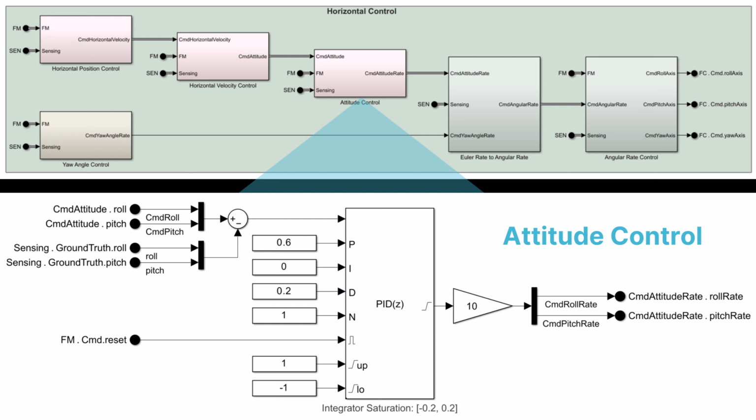Attitude control. The goal of attitude control is to stabilize and command the orientation of the quadcopter by regulating the roll and pitch angles. This allows the quadcopter to hover level, tilt forward or backward, pitch, or sideways, roll, for translational motion.